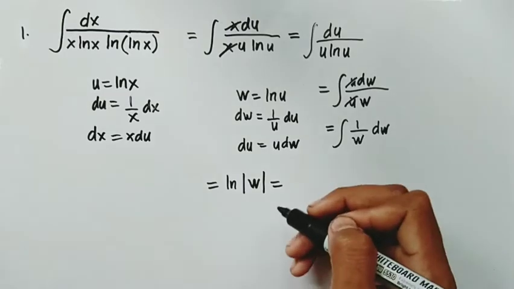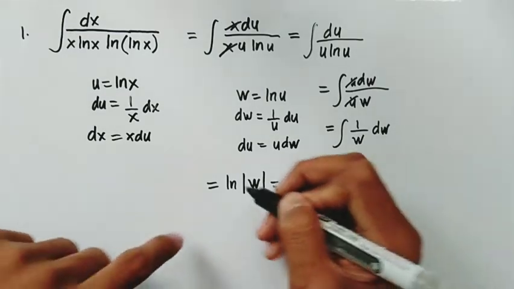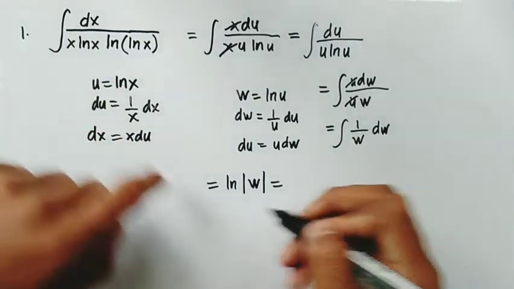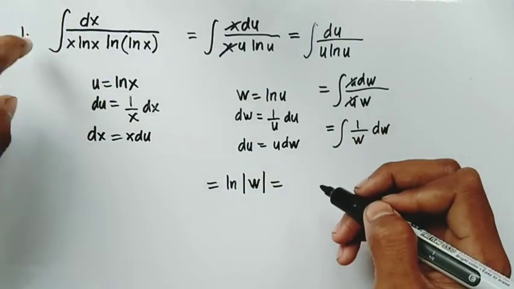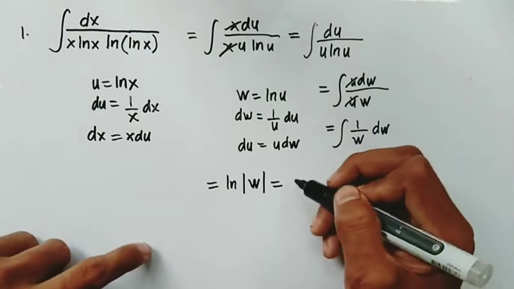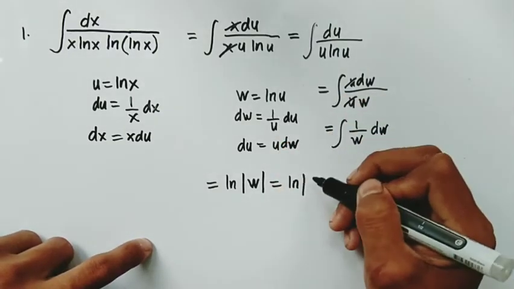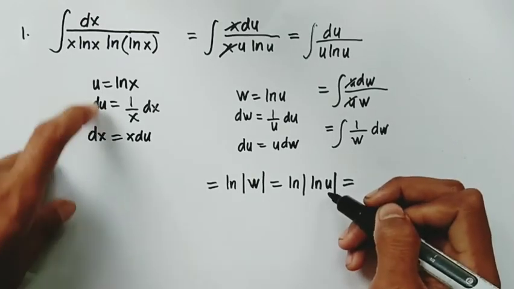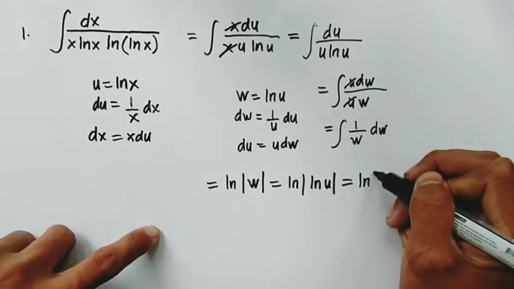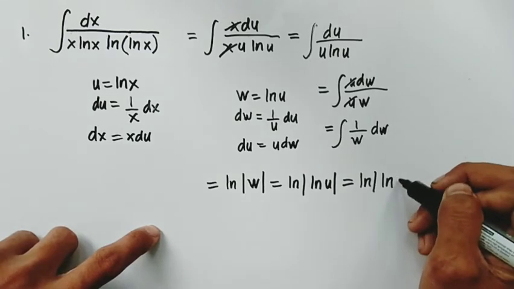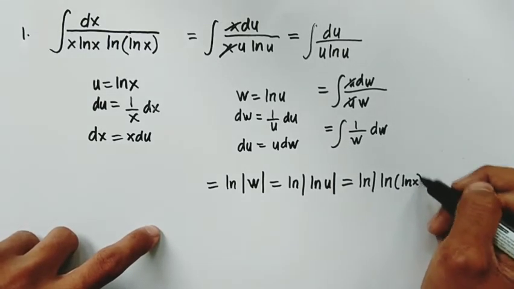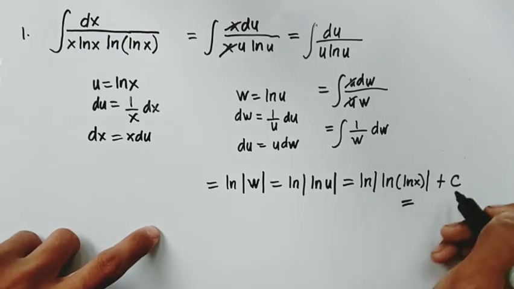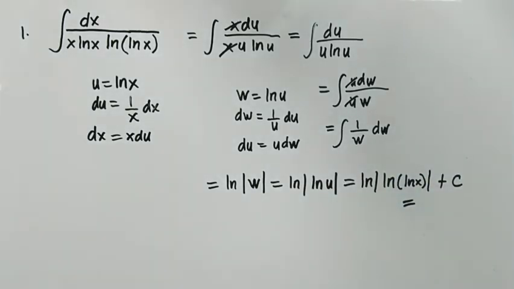And wag muna tayo maglagay ng plus c kasi hindi pa to yung final answer. Kasi ibabalik natin sa x. In terms of x dapat yung answer natin kasi original problem natin is in terms of x. W natin is ln of x, ln of u, I mean. And ang u natin is ln of x. Therefore, nasa x na tayo. And eto na yung final answer natin. Don't forget the plus c.